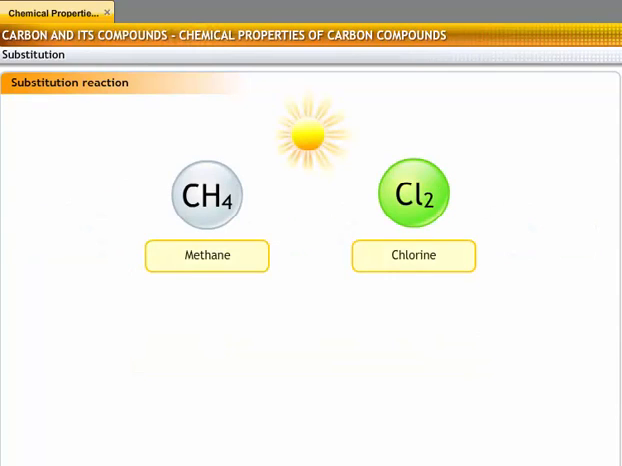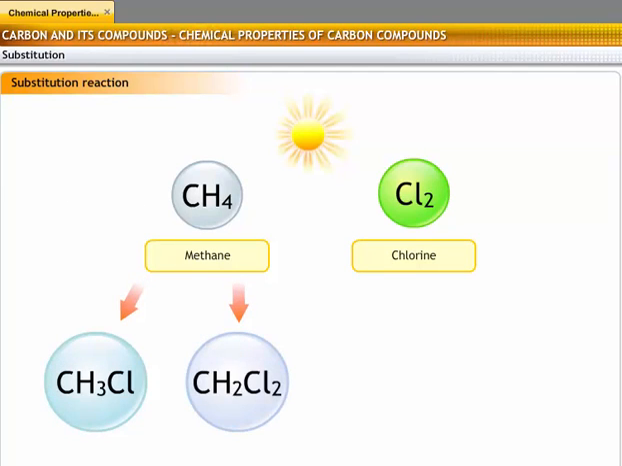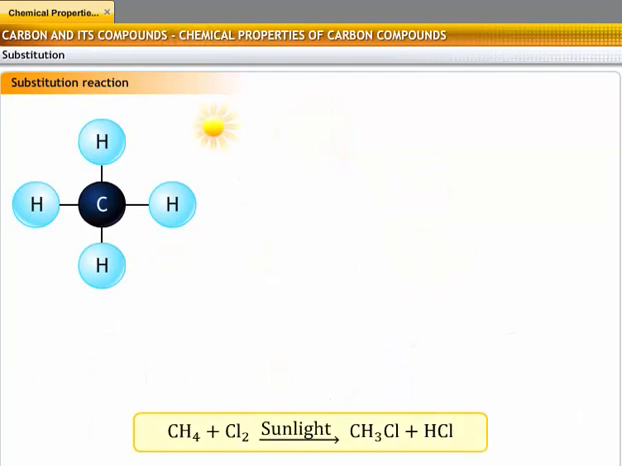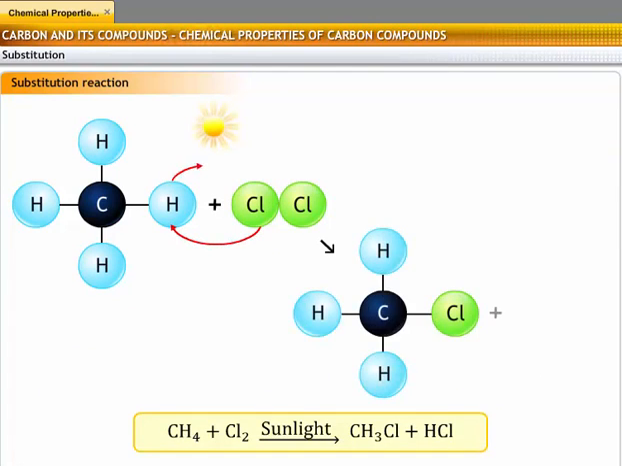When equimolar amounts of methane and chlorine react in the presence of sunlight, then a mixture of chloromethane, dichloromethane, chloroform, and carbon tetrachloride is formed. In this reaction, chlorine substitutes the hydrogen atoms one by one.